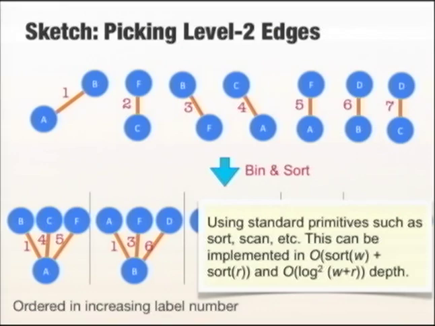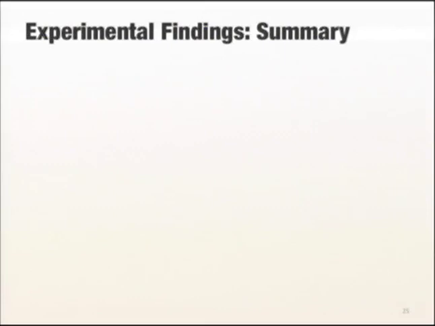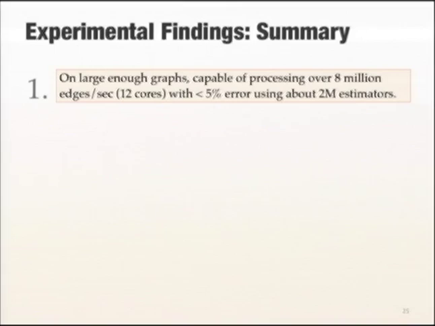So I'll do a quick summary of some experiments that we did. On a reasonably large graph, we tried it up to about 5 billion edges. We get a rate of about 8 million edges per second using a machine with 12 cores. And the error rate is less than 5% using about 2 million estimators.